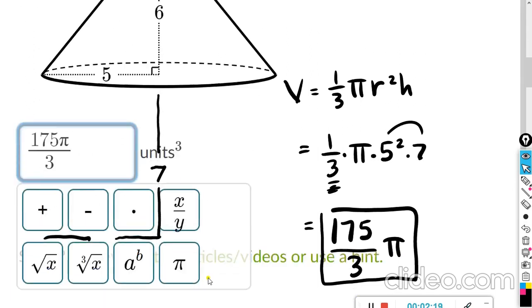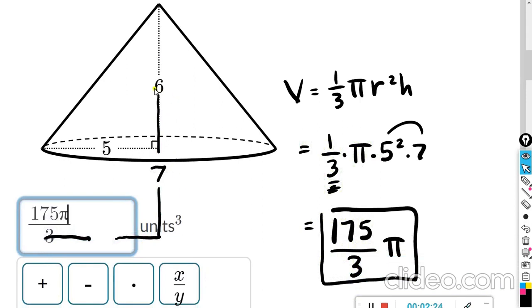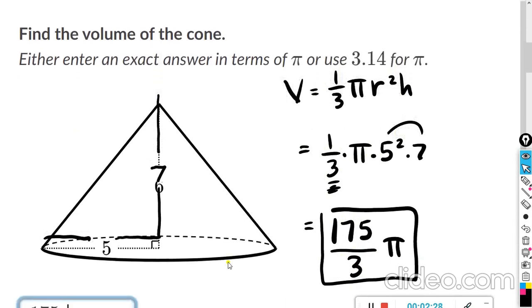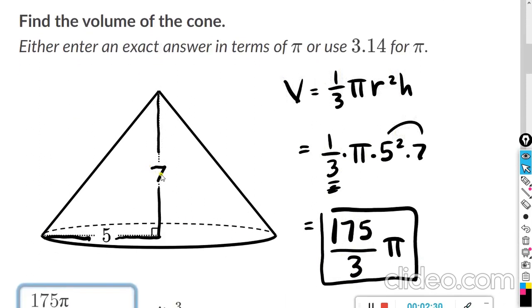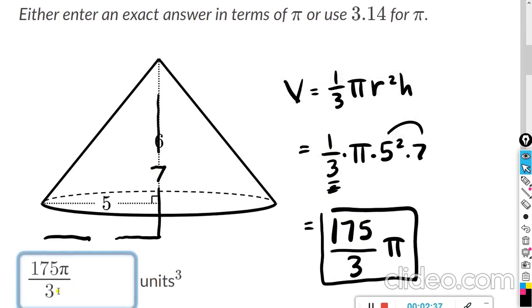Now if I click check, it's not going to work because this problem originally had a 6. I had changed the number to 7. But that's just an example of what you would do if the number is not divisible by 3. You'd have to make it a fraction and have your 3 in the denominator. Remember, times 1/3 is the same as dividing by 3.